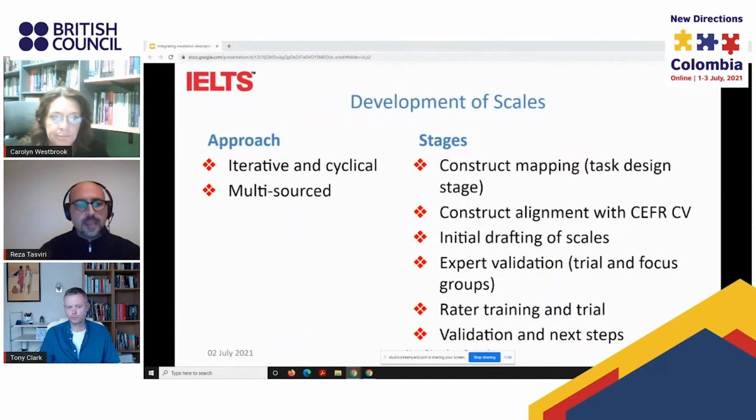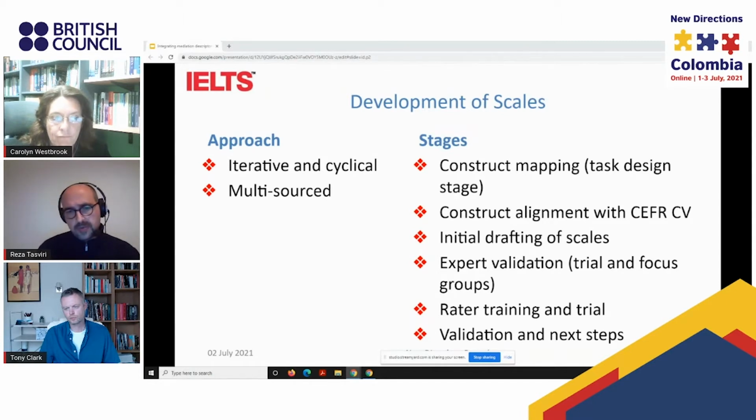Thanks, Caroline. Now, our general approach to devising the scales for the prototype tasks was iterative in nature and cyclical. Iterative in the sense that there were a few iterations of the production of scales and refining the scales, and cyclical in the sense that there were movements between task design and scales development, skill refinement, and then feeding back to task design, and this was repeated a few times.